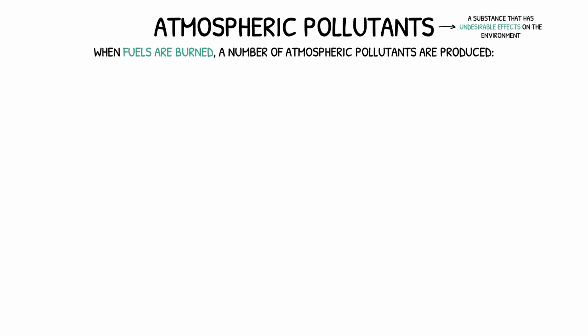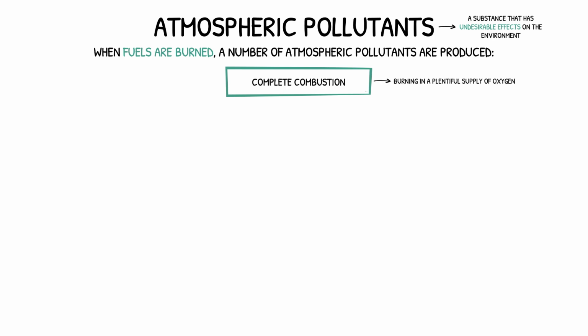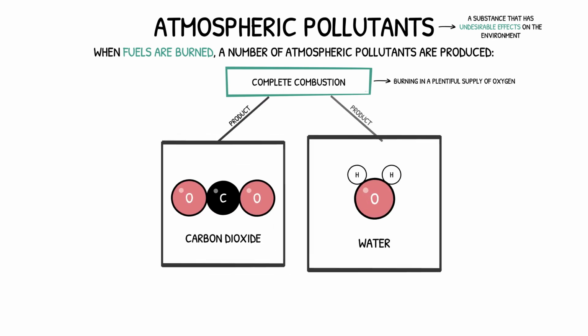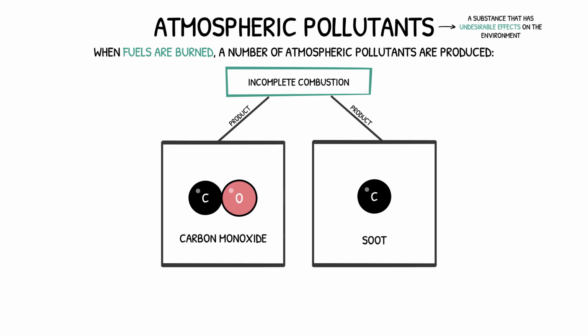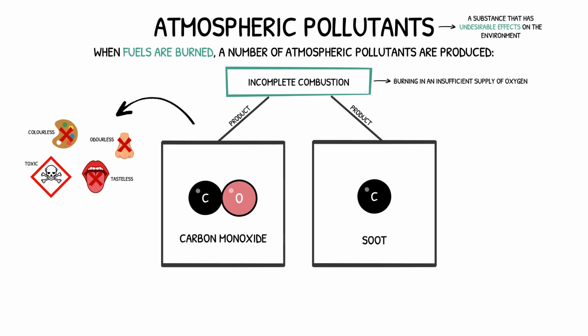When a fuel undergoes complete combustion, that is, burning in a plentiful supply of air, there are enough oxygen atoms to oxidize the carbon atoms, and so the products of the reaction are carbon dioxide and water. Carbon monoxide and soot are formed during the incomplete combustion of a fuel, that is, when there is an insufficient supply of oxygen available. This time, there aren't enough oxygen atoms to oxidize all the carbon atoms, and so both pollutants are formed. Carbon monoxide is a colourless, odourless, tasteless, toxic gas.